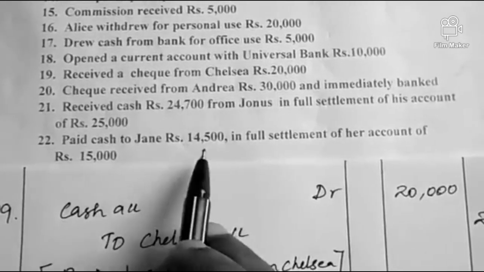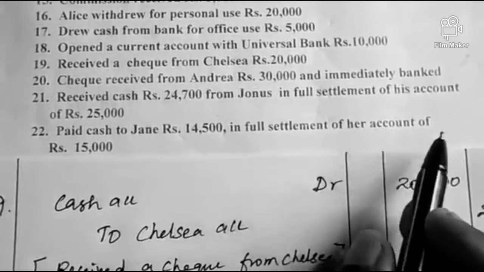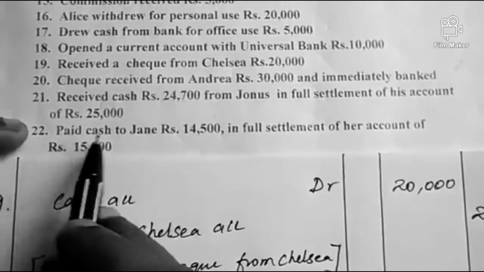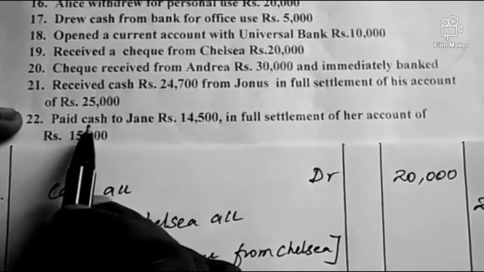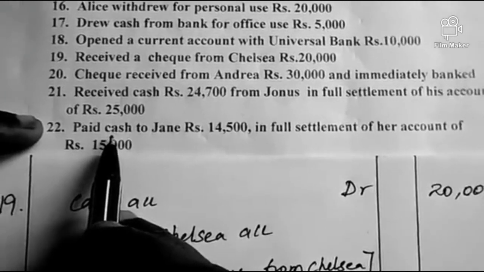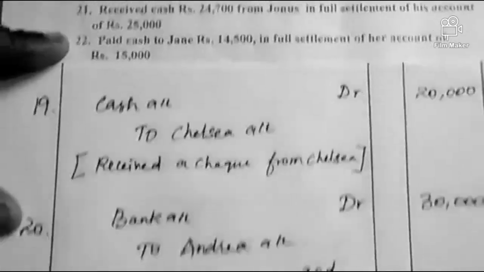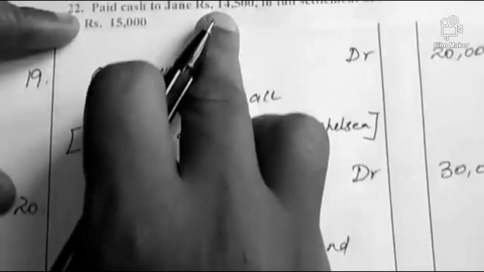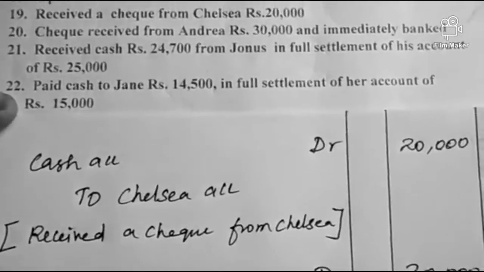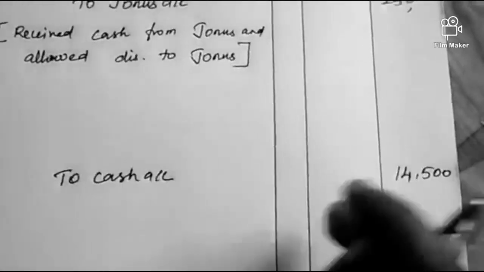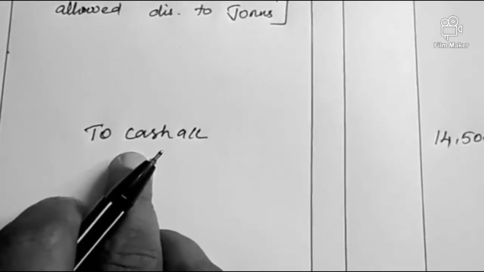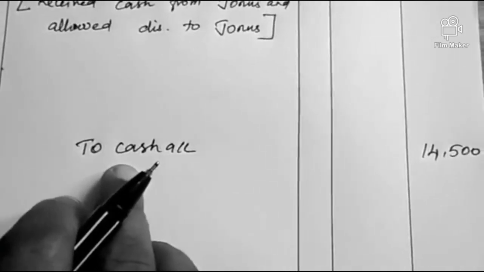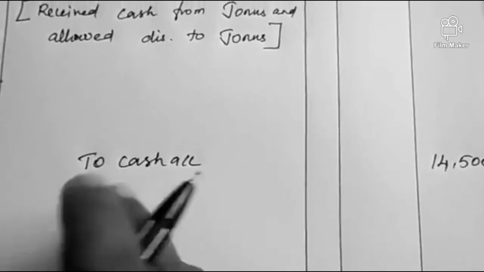Paid cash to Jane 14,500 in full settlement of her account of rupees 15,000. In this transaction, you have paid cash to Jane. When you pay cash, what goes out? Cash goes out. So real account rule is debit what comes in, credit what goes out. Just credit cash account, to cash account. How much amount have you paid? 14,500. So credit 14,500. To whom have you paid? Paid cash to Jane. So is Jane a receiver or giver? Receiver. Jane is a personal account. Personal account rule is debit the receiver. Just debit.